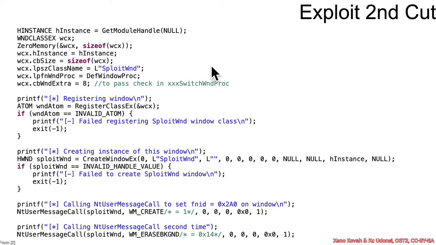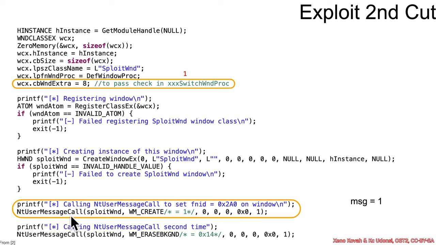So the attacker needs to update their exploit. Now on this window class X, they set the cbWndExtra to 8 so that it is a non-zero value, and it'll request some allocation of extra memory past the end of the window structure. They'll also set, on this first call to NtUserMessageCall, the message to 1 instead of the 14 from before. And furthermore, he's going to set the type to 0 instead of E0, and we'll see why that's fine in just a second. But you can see it's 1 on the first call and 14 on the second call now.